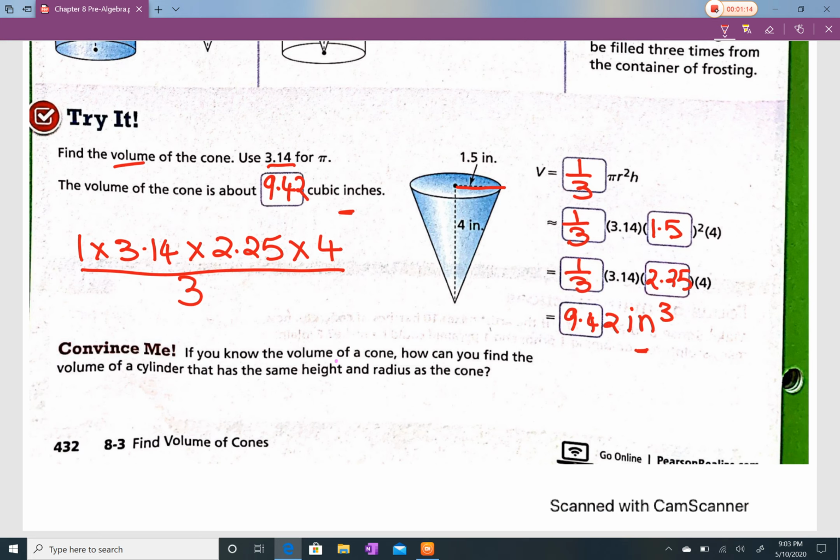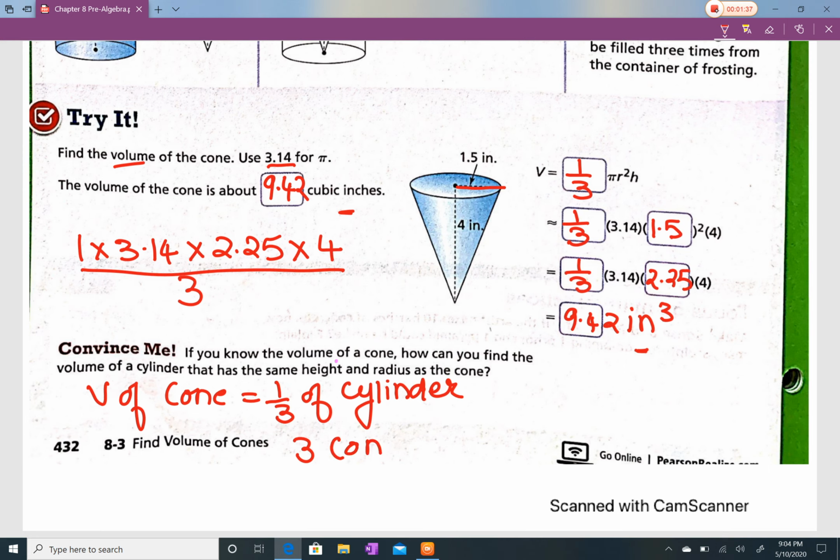So if you know the volume of cone, how can you find the volume of cylinder? I know volume of cone is equal to 1/3 of cylinder. That means 3 cones make 1 cylinder.